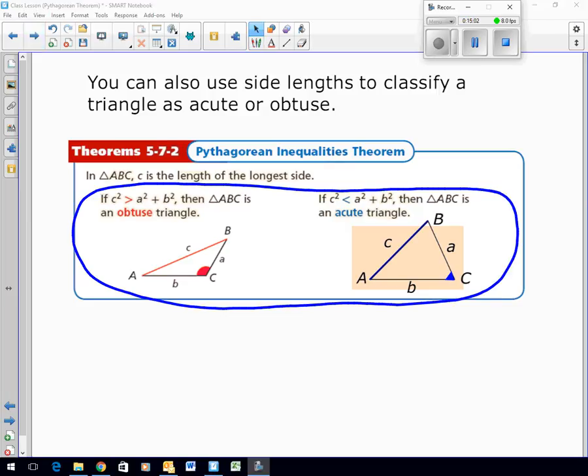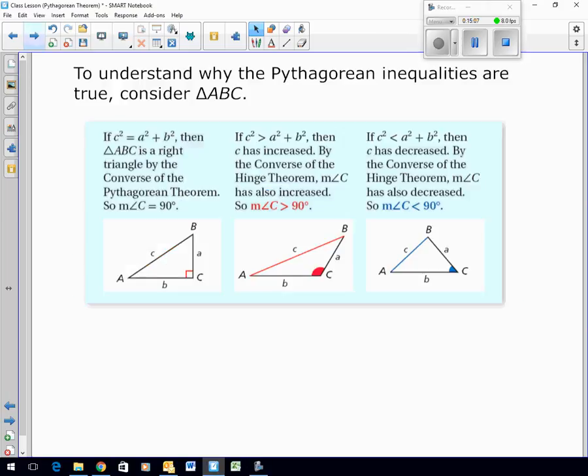Check it out. This is what I was just explaining. You don't have to write it down. If the Pythagorean theorem is true, if c squared equals a squared plus b squared, then that means that the measure of angle C is 90 degrees. Another way of saying this, if it's true that a squared plus b squared equals c squared, you've got a right angle.